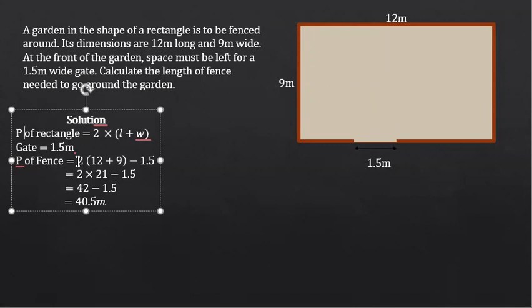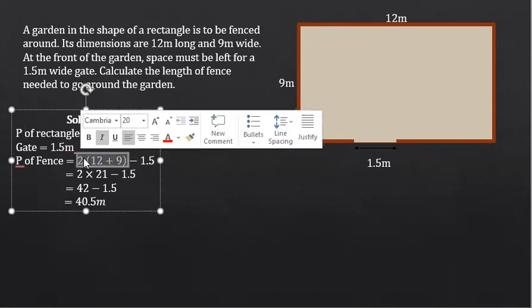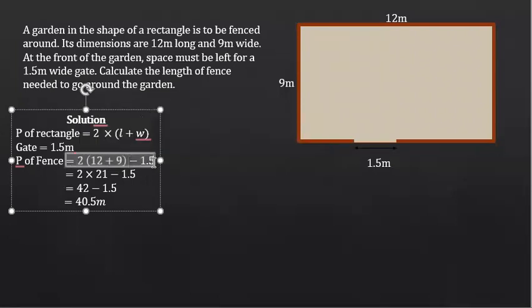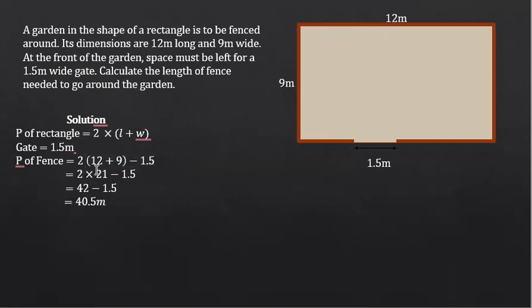Here we continue with our perimeter as usual. Whatever answer we get here would give us the total perimeter of the entire garden without taking into account the width of the gate. So we are taking into account the width of the gate immediately, by subtracting it from this figure here. So 2 multiplied by 21, since 12 plus 9 gives you 21. 2 multiplied by 21, subtract 1.5.